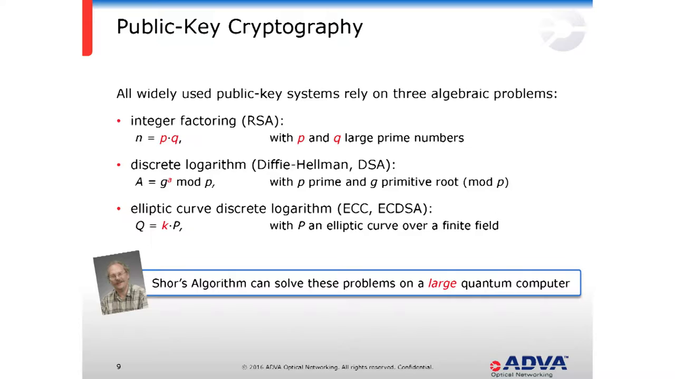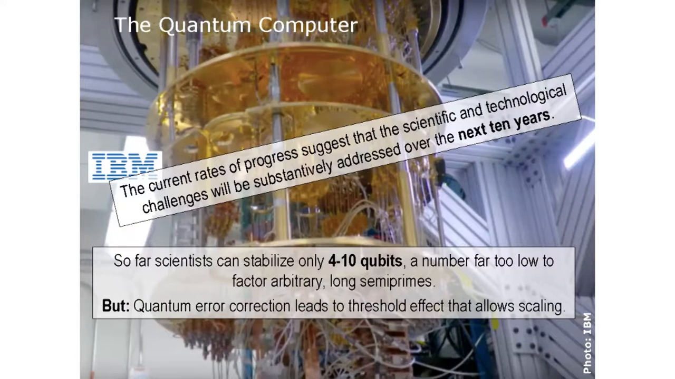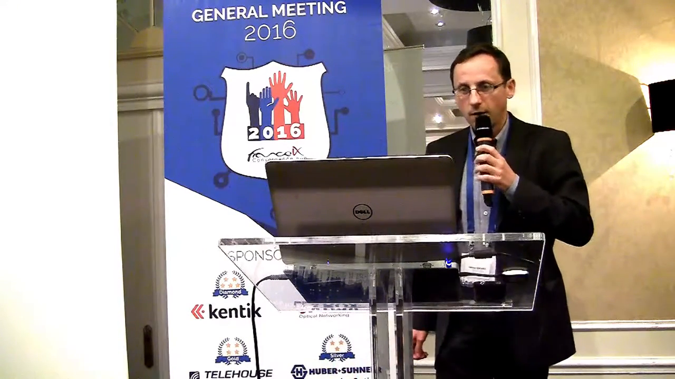And now the question is, how real is a large quantum computer? This is a quantum computer. It looks like a physical experiment. Actually, it's in the IBM labs, and it's basically a structure pending from the ceiling, and in order to get it stable, to get it working, they have to use cooling with liquid helium. According to an article from IBM, on the current rates of progress, they believe that scientific and technology challenges will be substantially addressed over the next 10 or maybe 15 years.